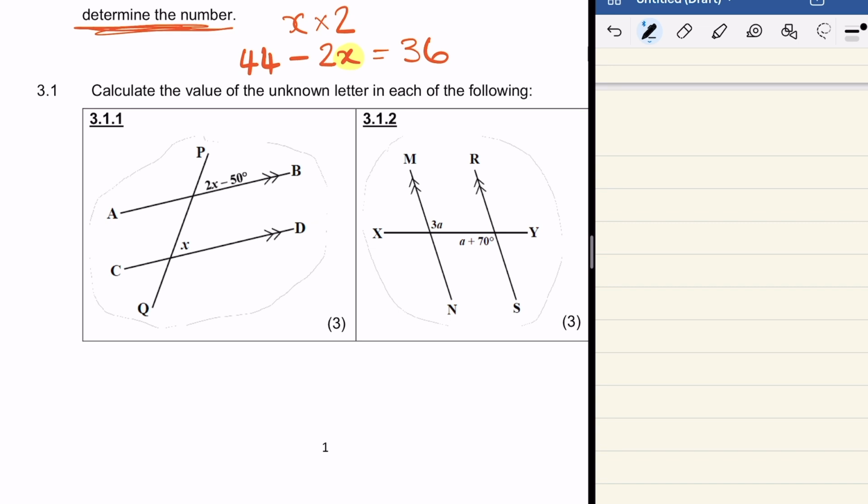3.1.1, we have here line segments AB and CD, and we can see that they are parallel. And then we've got a line cutting through, PQ. We of course call that a transversal. So we need to find the relationship between these angles here. Now if you look at angle X and angle 2x minus 50, if you think of the fun method, if you can call it the method, we are looking at an F shape here.